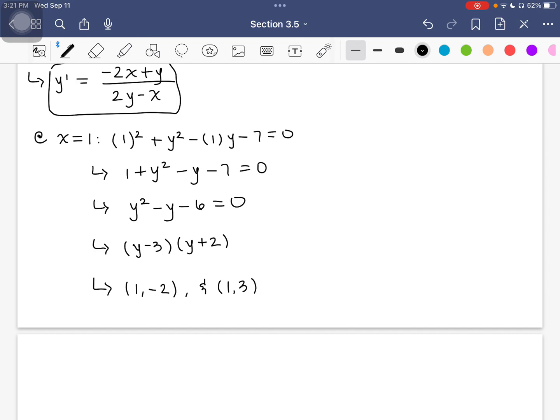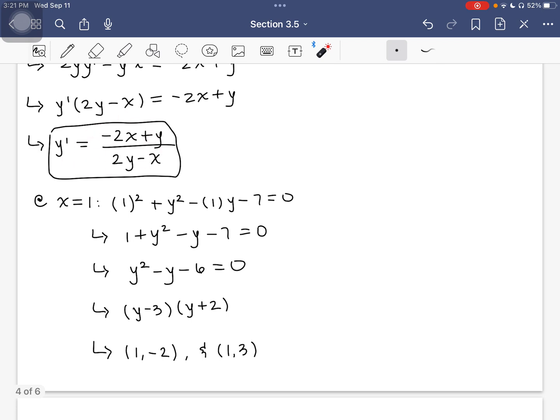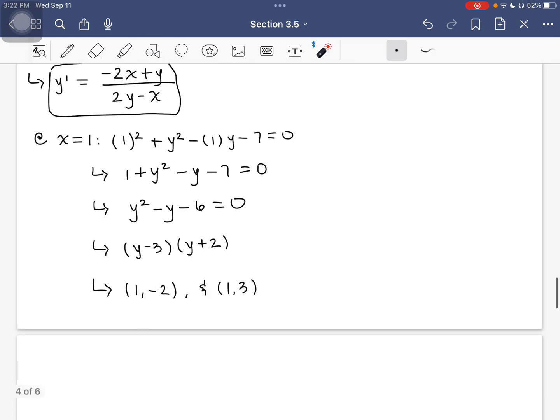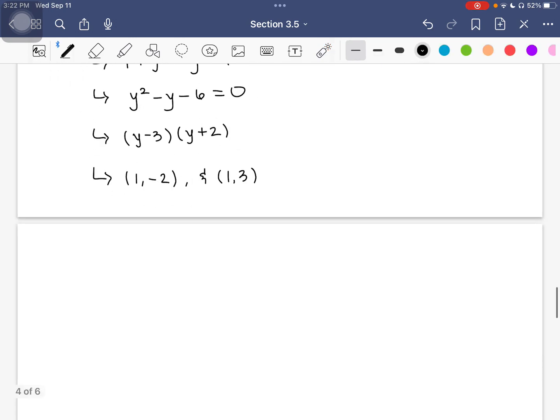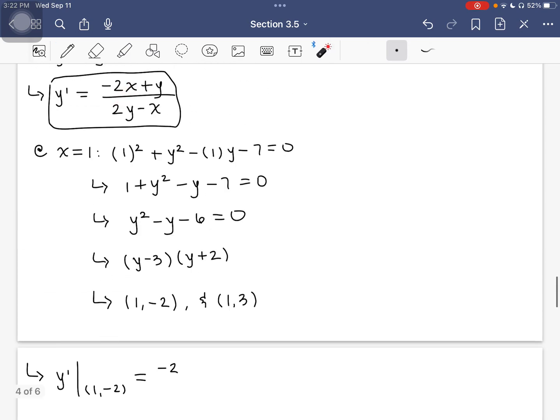All right. Now what we want to do is find the equation at these points. And so what we'll do is point-slope form. So we have 2 points here. We have the slope here, and so we just want to evaluate the slope at these points and then use point-slope form to get our equation. So we'll evaluate y prime at 1 and negative 2. So plugging these values into our y prime.